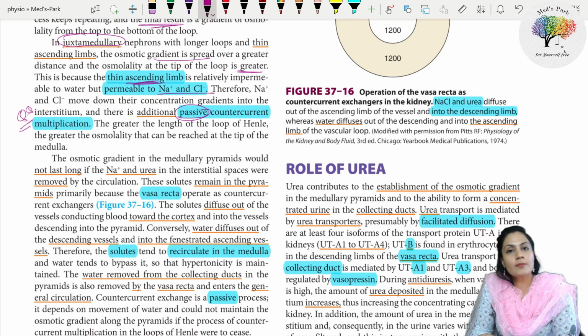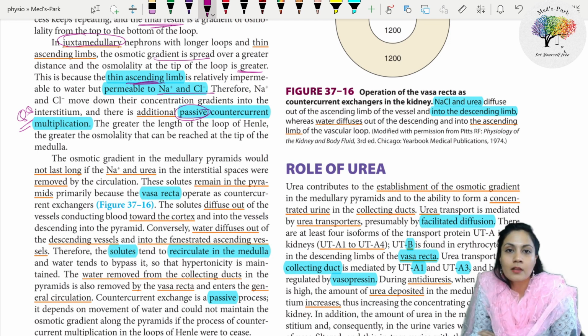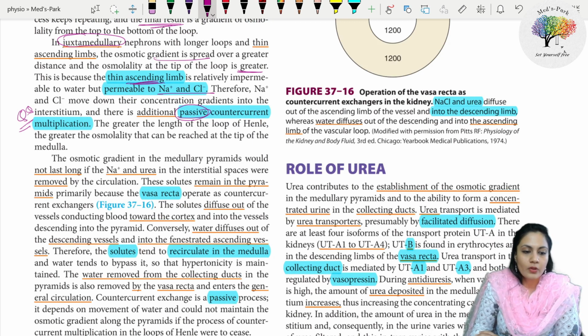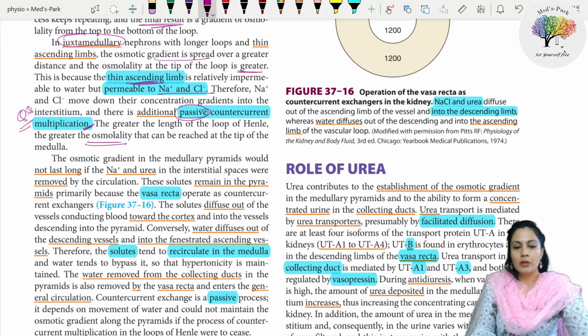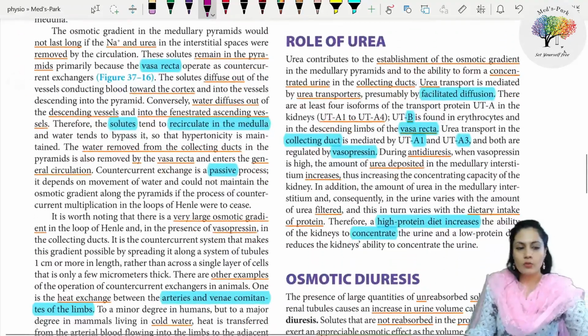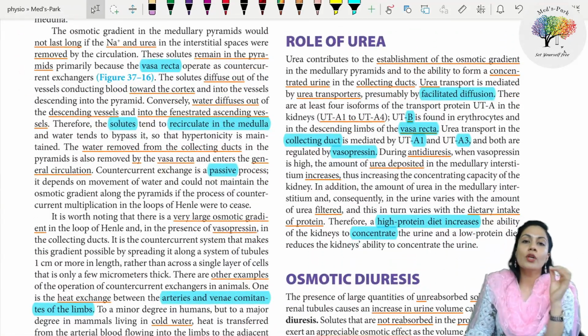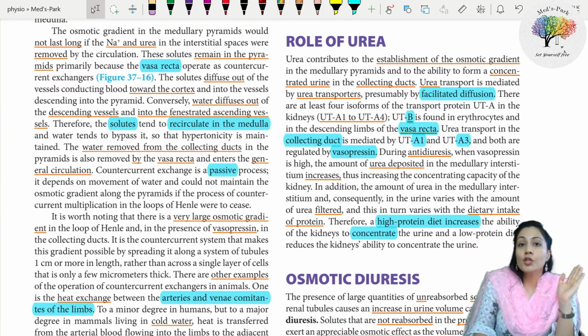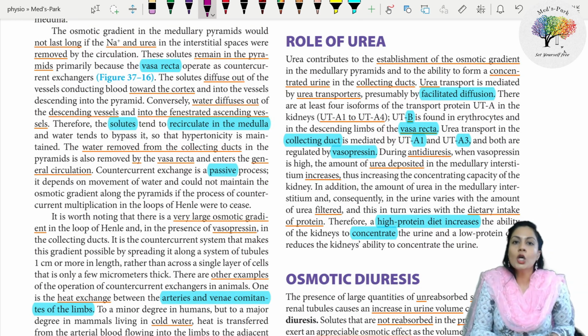Okay, this question has been coming in many exams, and some MCQ books especially have given the answer wrongly, that only the thick ascending part takes part in the countercurrent mechanism. No, understand, the thin part also contributes to the multiplication. It is clearly given in the text. The greater the length of the loop of Henle, the greater the osmolarity that can be reached at the tip of the medulla. So hence, if they ask who is mainly responsible for the creation of the gradient, we are going to answer juxtamedullary nephron, because they have the longer loop.